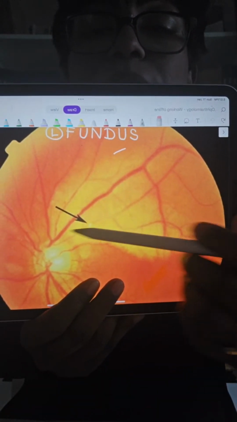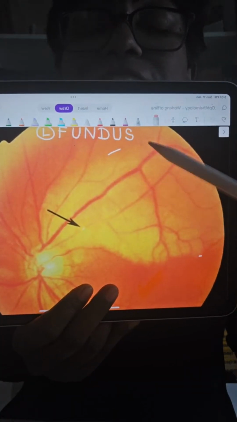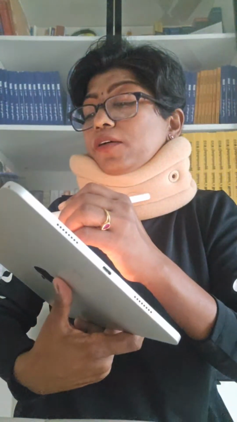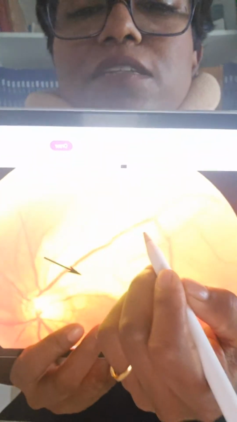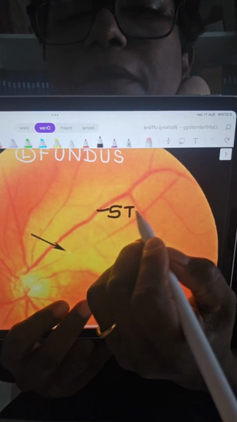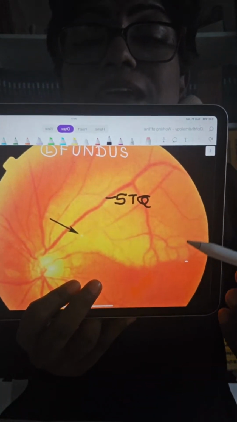The superotemporal quadrant. So what is the typical field defect that this patient will have? See, when it is supero, so this is the superotemporal quadrant.